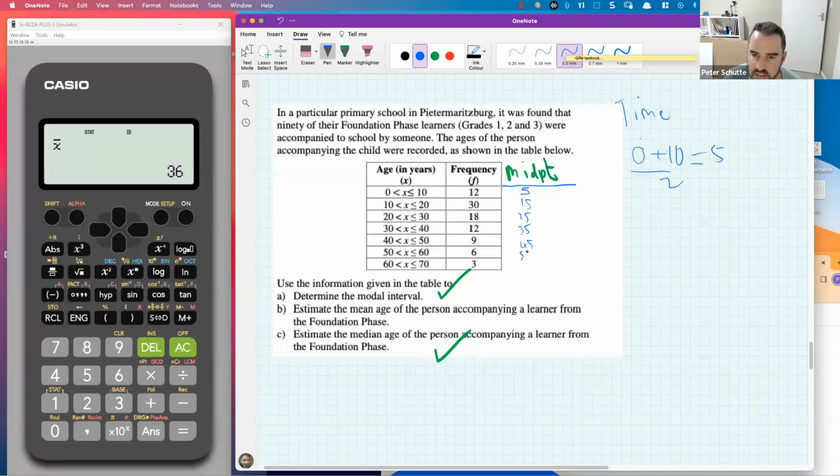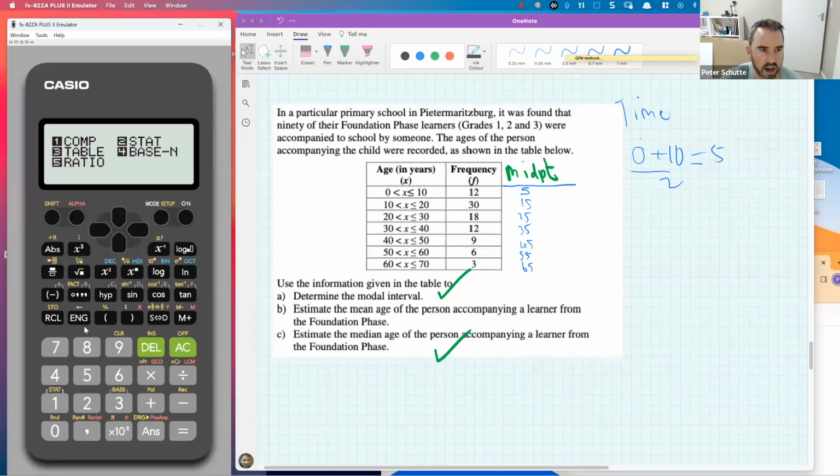I want to see if we can use our calculators to help us get an estimated mean. Okay, now, if we go back to the beginning, I want to go out of stat mode. So I go mode 1, comp. And what I'm going to show you now is if you don't know how to turn the frequency column on, this is how I did it. So watch carefully.